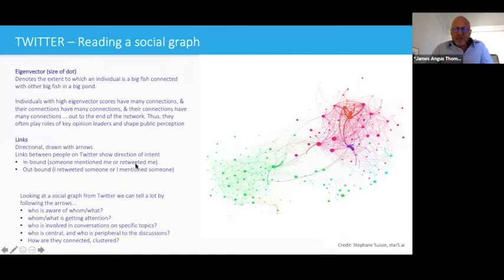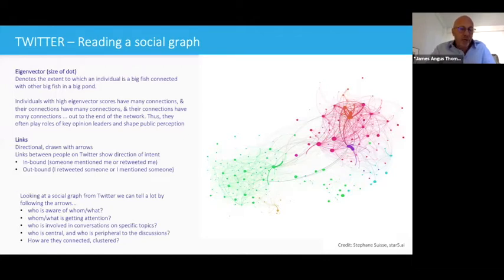So I've covered this a little bit in reading a graph, but I thought we'd just have a look at Twitter because I'm going to show you some Twitter graphs. There are a few additional principles here. The size of the dot, the eigenvector, is the size of the fish in the pond, right? So a bigger dot means it's a bigger fish connected with other bigger fish in the pond. Those with higher scores, or bigger dots literally, have more connections. Their connections have more connections, and the connections of their connections have more connections.